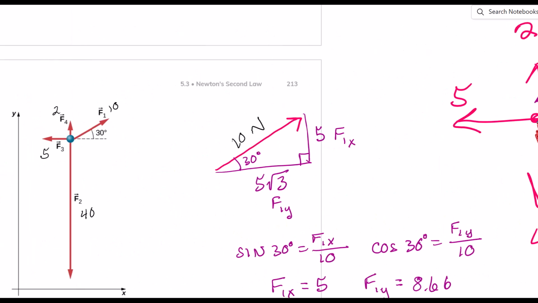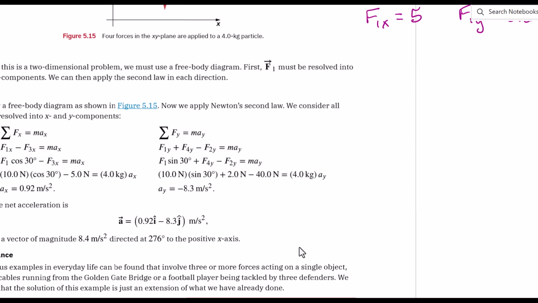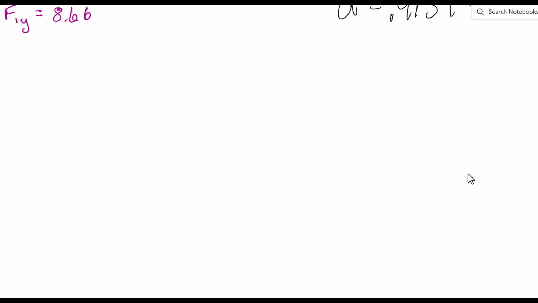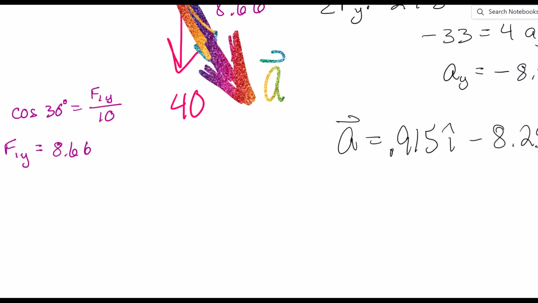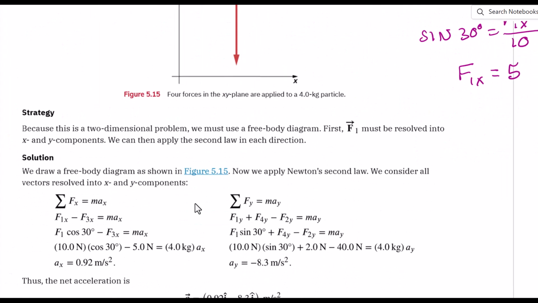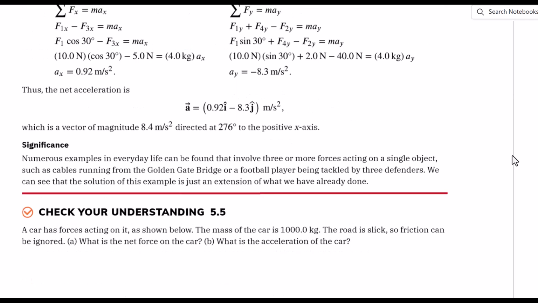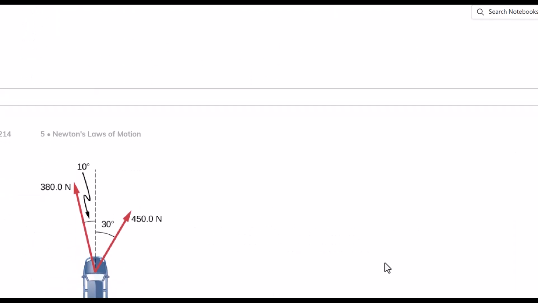Is that what they got? Let's hope, because when I don't get the same answer they do, it's embarrassing. Okay, is that what I got? 9, 2, and 8, 3. Yes, beautiful. And they got negatives? Yes, okay, good. So we got the same answer. And then they can also do directions by doing trig. Do this one.